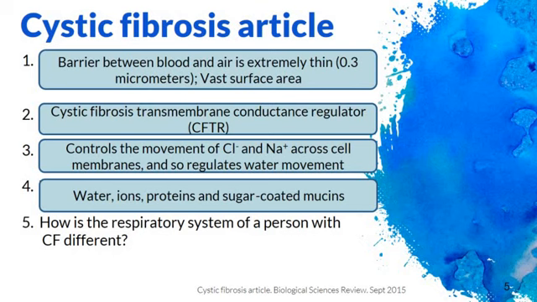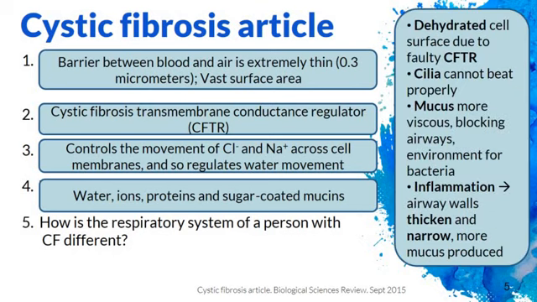The respiratory system of a person with cystic fibrosis will have a dehydrated cell surface due to that faulty CFTR protein. Its cilia will not be able to beat properly. Its mucus is going to be more viscous, and this is going to have problems. This will block airways. It will make an environment for bacteria to grow. And due to the bacterial growth, this might cause some inflammation, where the airway walls are going to thicken and narrow and have the nasty side effect of producing even more mucus, making the original problem worse.